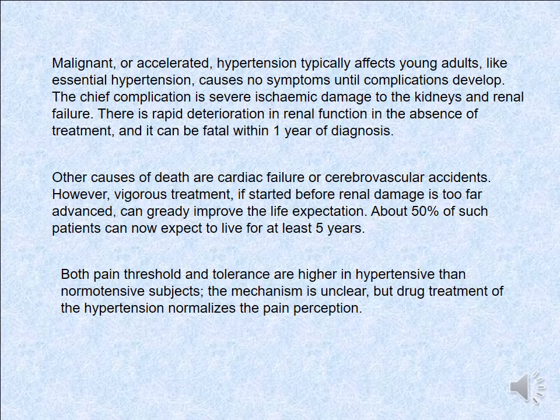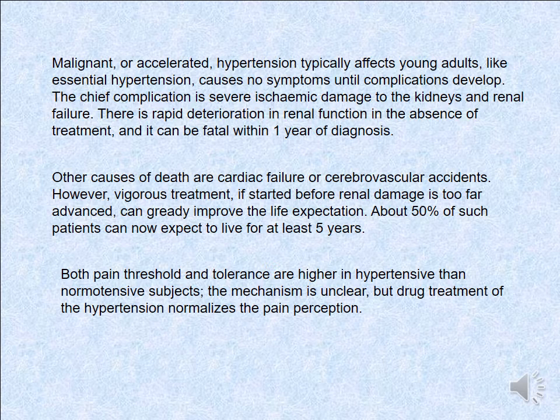Malignant or accelerated hypertension typically affects young adults and, like essential hypertension, causes no symptoms until complications develop. The chief complication is severe ischemic damage to the kidney and renal failure. There is rapid deterioration in renal function in the absence of treatment. It can be fatal within 1 year of diagnosis. Other causes of death are cardiac failure or cerebrovascular accident.